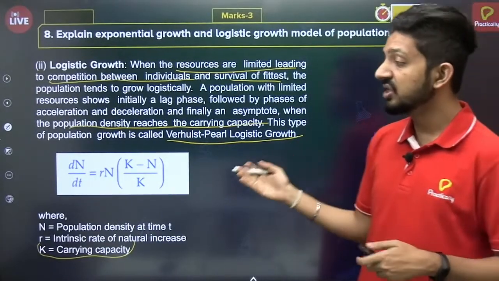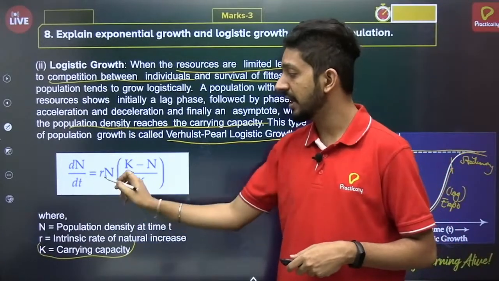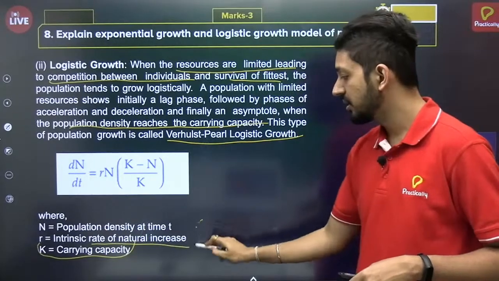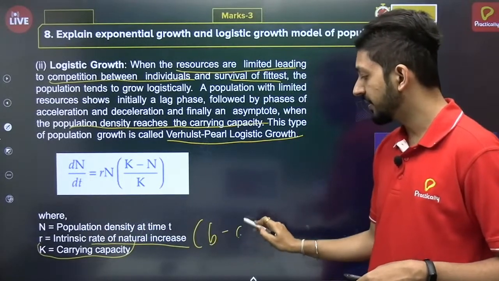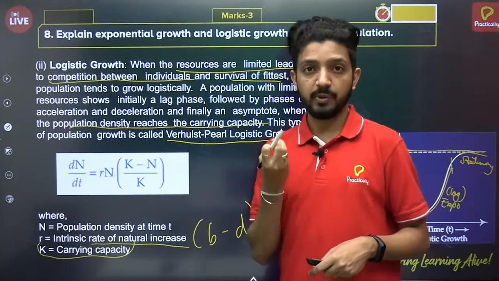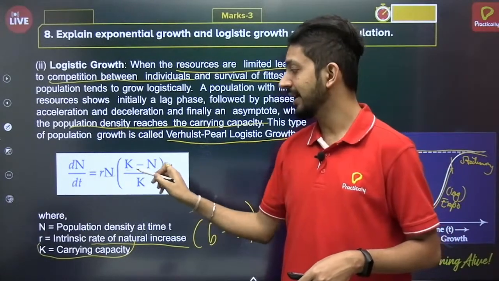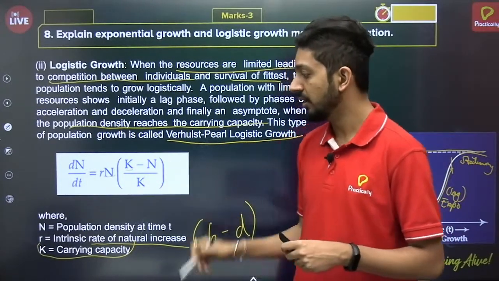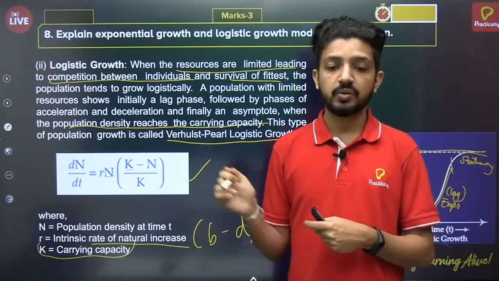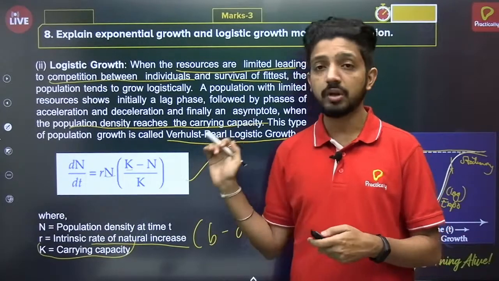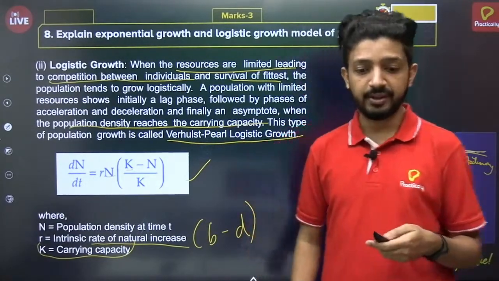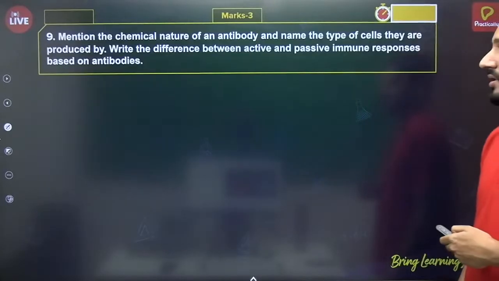And the equation is represented by dN/dt = rN (K minus N)/K. r is the same, that is the intrinsic rate of natural increase, b minus d, birth rate minus the death rate, and N we know is the total population size, and K is the carrying capacity. So we need to remember and write this equation as well. In this way you can explain the two models of growth, the exponential and the logistic. Okay, let's move to the next question.